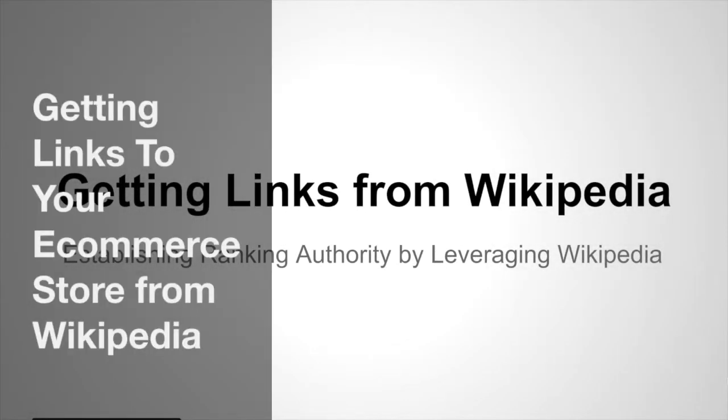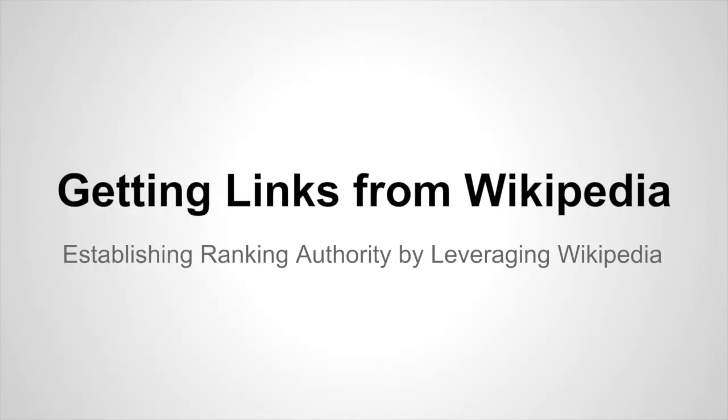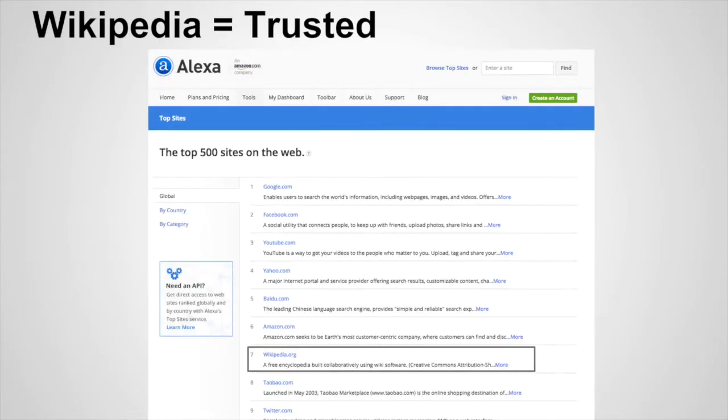In this lecture, we're going to learn about how to get links from Wikipedia. We want to use Wikipedia to give our site ranking authority because Wikipedia has a lot of authority and is very trusted. As you can see here, this is Alexa's listing of the top 500 websites on the internet. Wikipedia comes in at number 7. So really highly trusted, highly authoritative website.